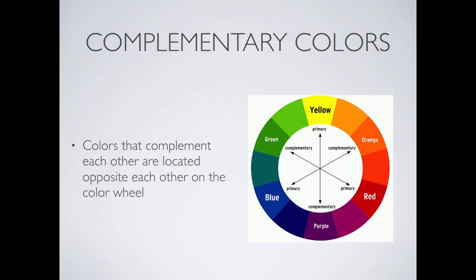Complementary colors are colors that are opposite of each other on the color wheel. Okay, so the opposite of, say, orange would be blue, right? The opposite of purple would be yellow, right? Those are complementary colors. They go nicely together, which is the idea behind them.